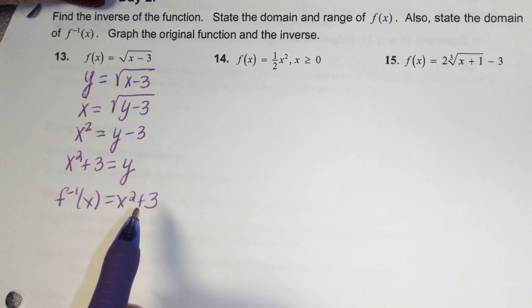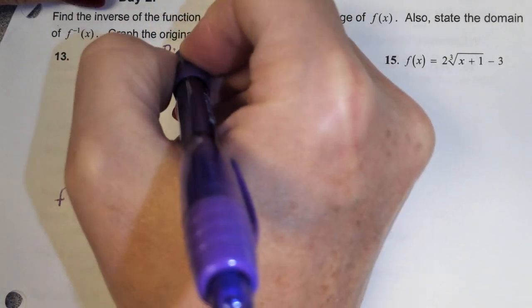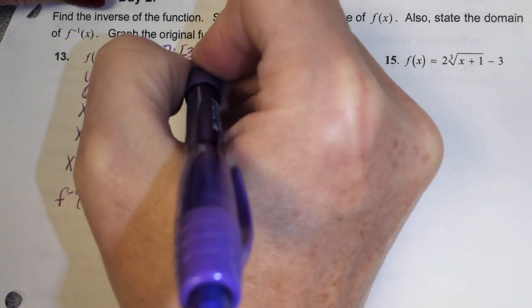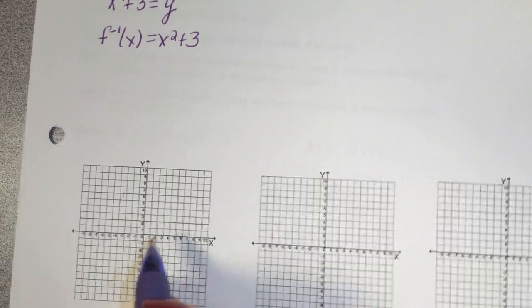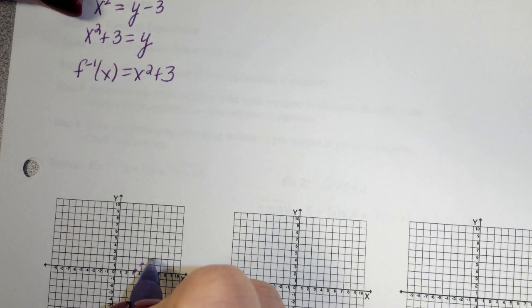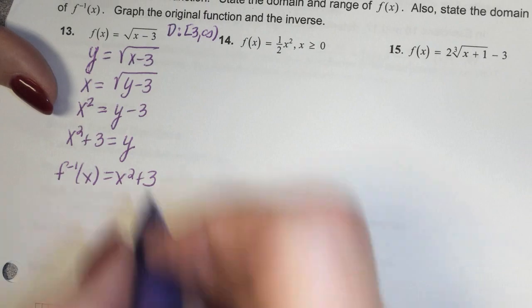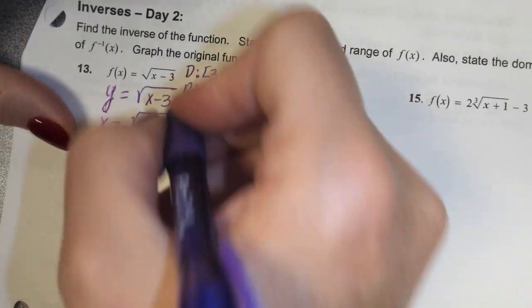Now, this is not our inverse, though. Here's why. Go back and look. This domain is from 3 to infinity. Graphing the function down here, we know what a radical function looks like. This is a shift to the right of 3. It's going to look like that. So the domain is 3 to infinity. The range down here is from 0 to infinity.